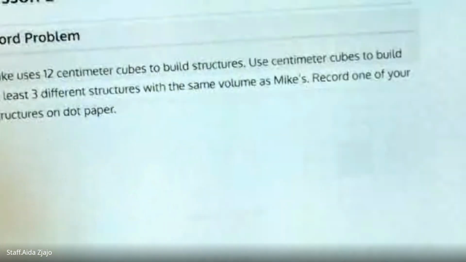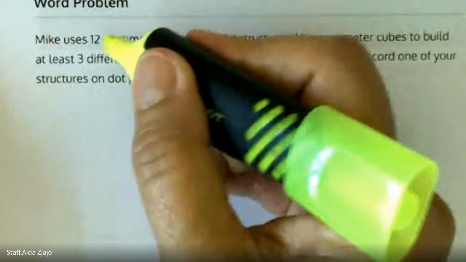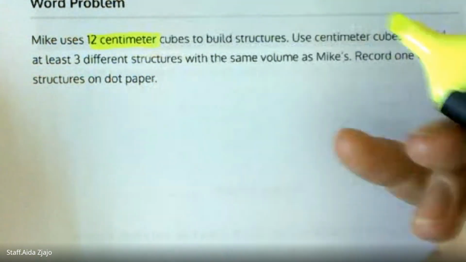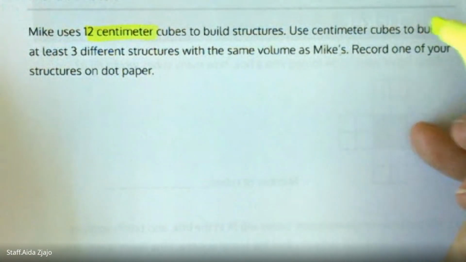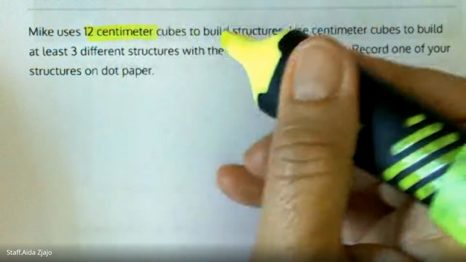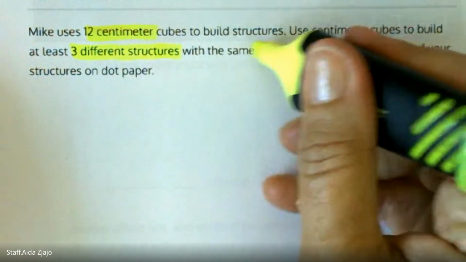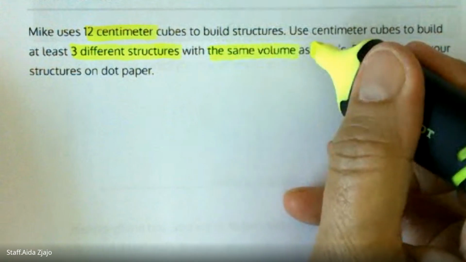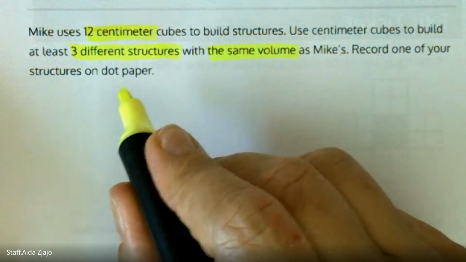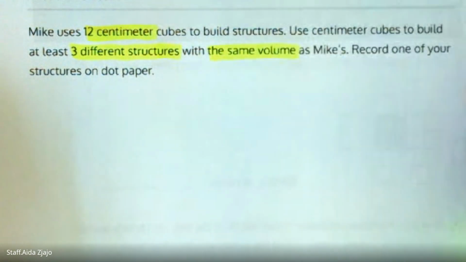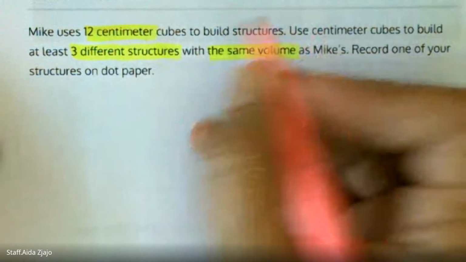Okay, so let's think about what the story is about. Mike uses 12 centimeter cubes to build structures. Use centimeter cubes to build at least 3 different structures with the same volume as Mike's. Record one of your structures on a dot paper. So the volume has to be 12 cubic centimeters.